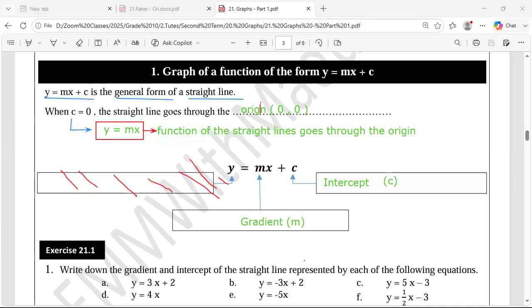Please, did you finish this? Right. Done marking. Okay.